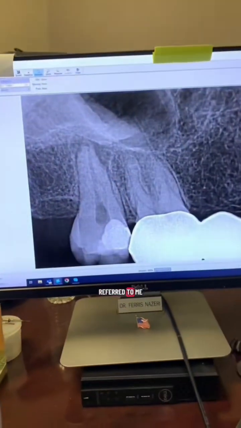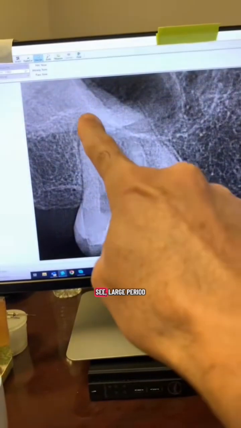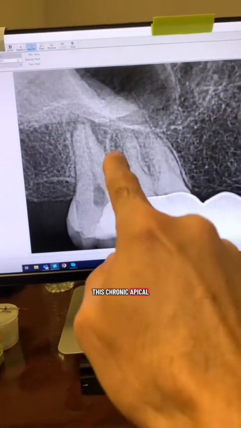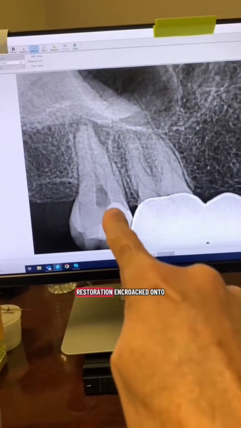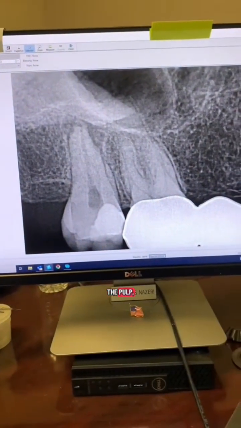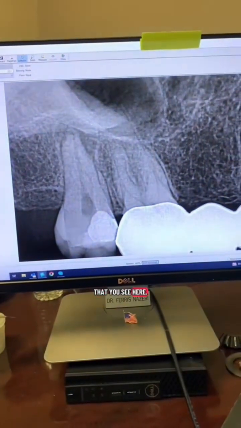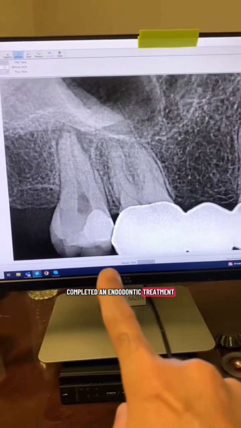This patient was referred to me for endodontic treatment of tooth number 2. As you can see, large periapical lucency here. And this patient has symptoms, so we call this chronic apical periodontitis with symptoms. You can see a large composite restoration encroached onto the pulp, caused pulpal necrosis and subsequent infection that you see here and symptoms. So today, we went ahead and started and completed endodontic treatment in one appointment.